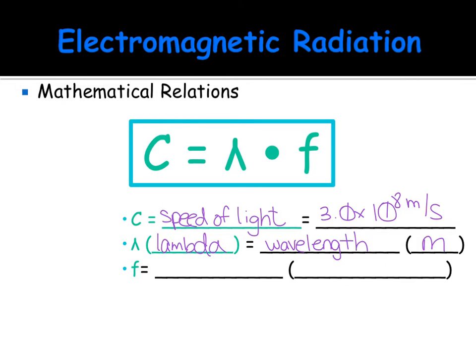And F is frequency. You're also going to see frequency given as this fancy V. And what's frequency given in? Hertz. So hertz is actually written like this, or you could write it as seconds to the -1, because remember, frequency is how many waves per second. So really what it is saying is 1 over seconds.